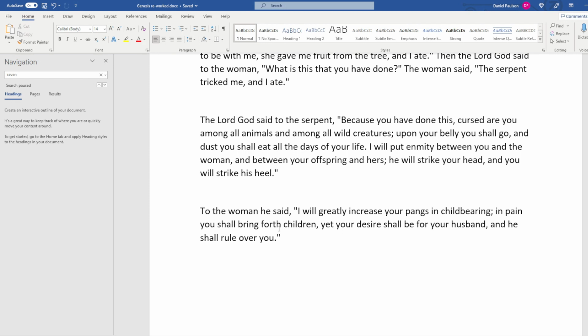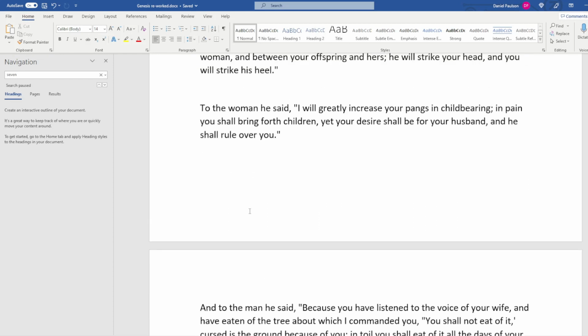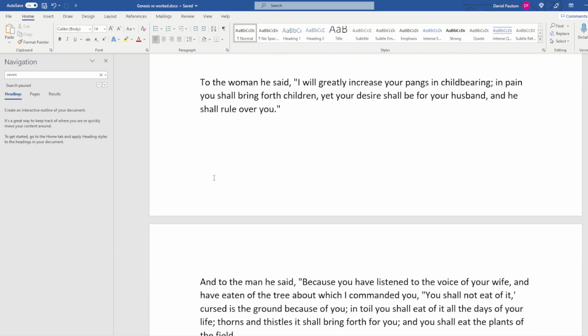I put enmity between you and the woman, and between your offspring and hers. He will strike your head and I will strike his heel. I don't know what all that is, other than it's just, it's like the snake, you're punished. Okay, well, the snake is punished. You don't get off the ground. Okay. It's not going to anyway. Here's where it gets important.